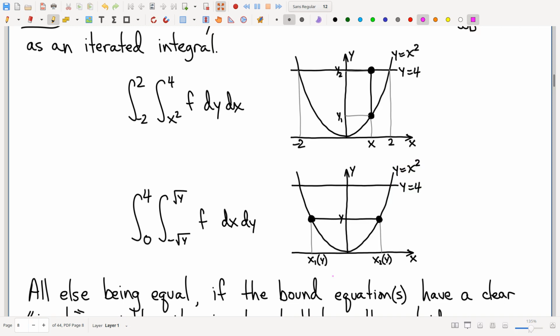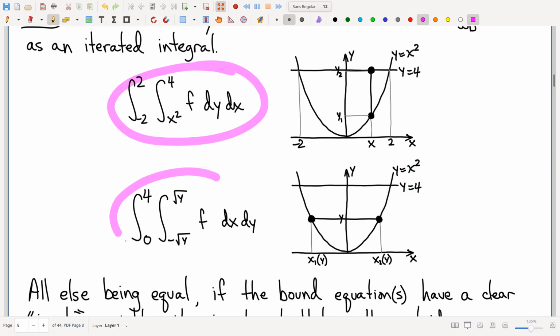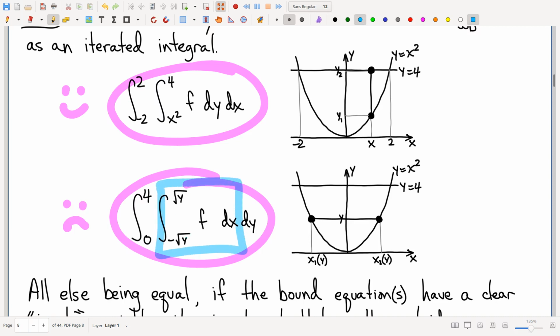Now let's decide which of these you like better. I'm going to say I like this one better. The reason why is not because it's so wonderful, but mostly because this one I don't like. And I can tell you exactly why I don't like this integral down here. It's because if I look at the inside integral and I look at these bounds, I see there's square roots, and we don't like square roots.